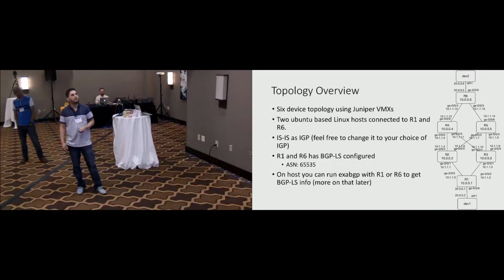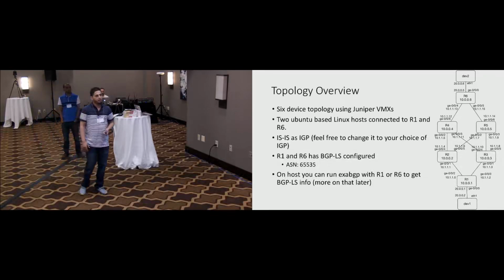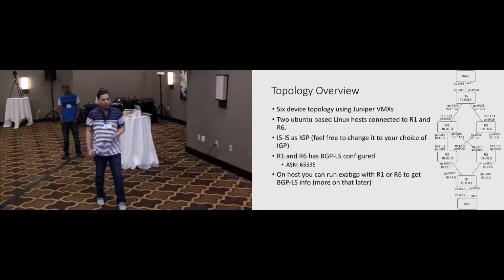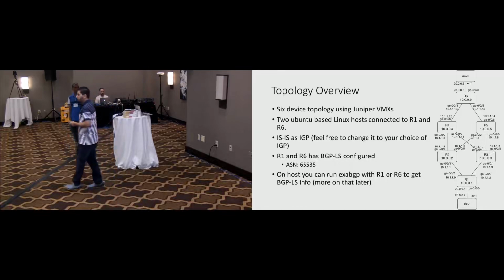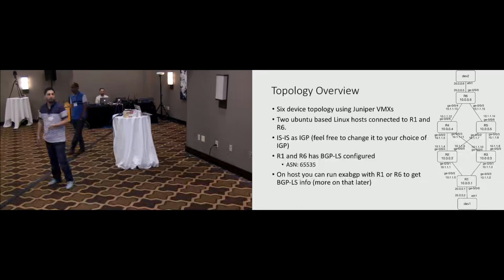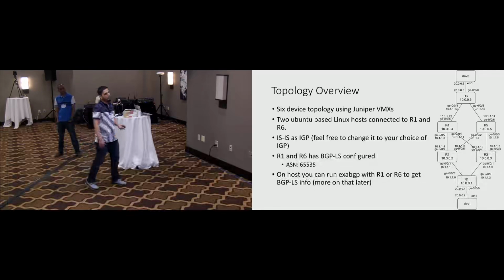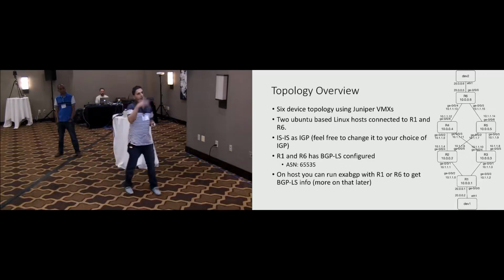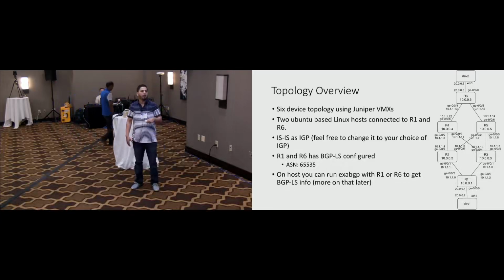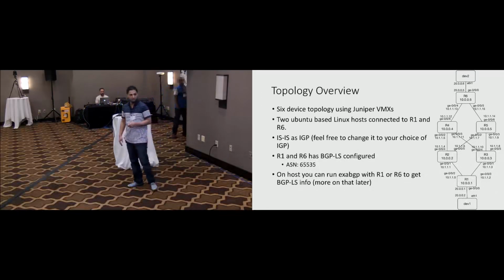We have 6 Juniper VMX instances, R1 through R6. We have 2 Ubuntu hosts, dev1 and dev2, connected to R1 and R6. We are using ISIS as the IGP, but feel free to change it if you want to. We have configured BGP-LS on R1 and R6, and on dev1 and dev2, you can run an ExaBGP instance to pair with R1 and R6, and we'll talk more about BGP-LS next.